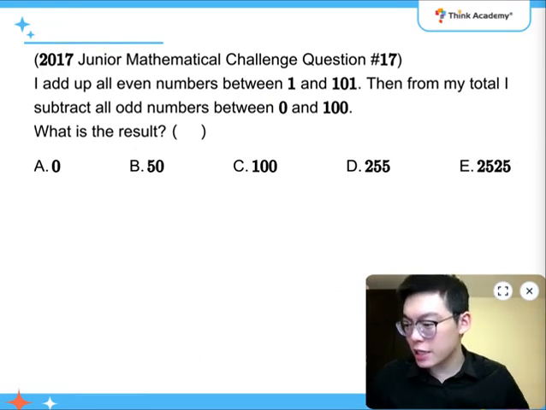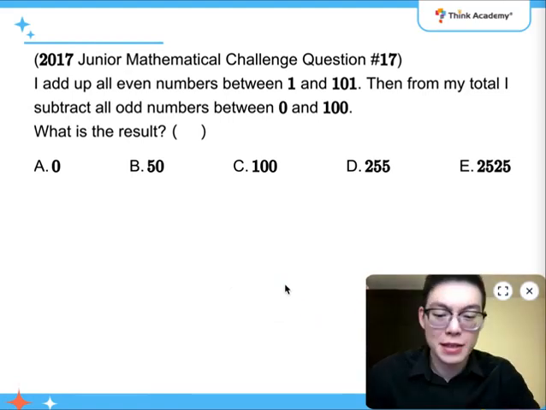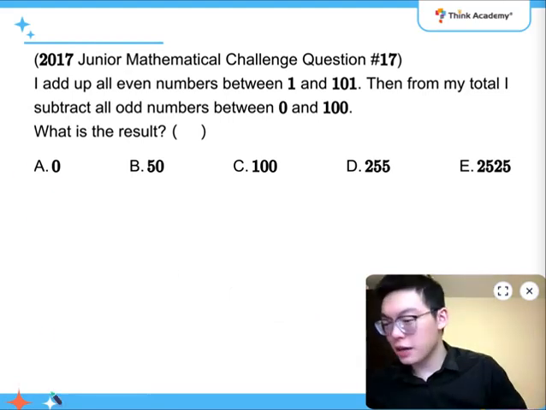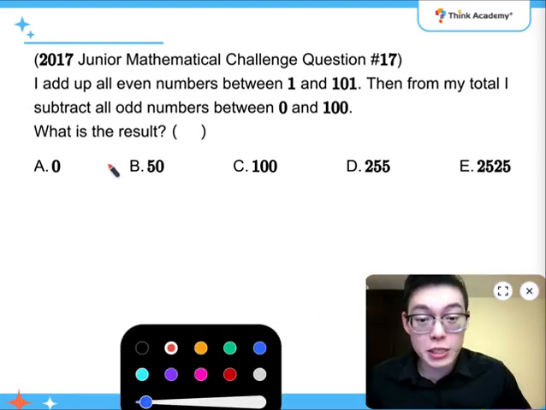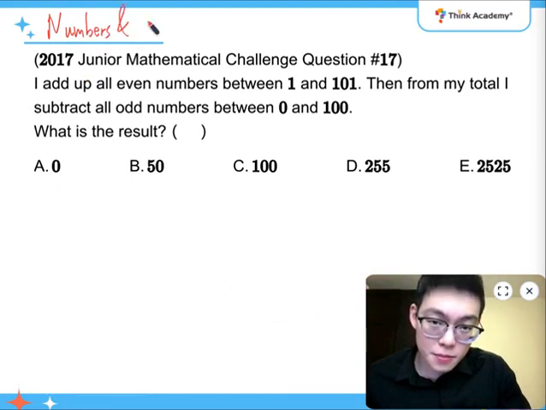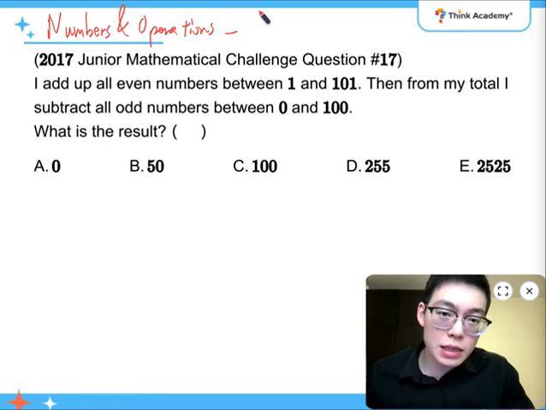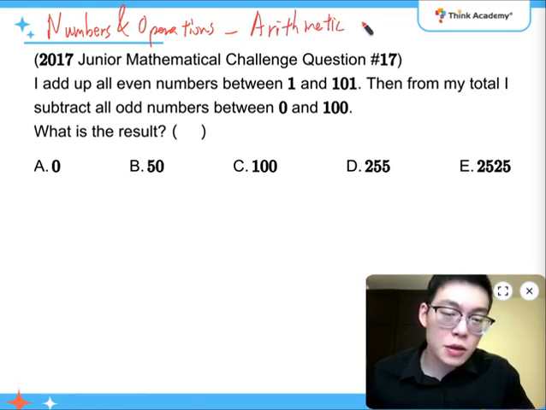And now let's take a look at question number 17. So this one is pretty easy. It is going to be on numbers and operations. And it's about the arithmetic progressions.